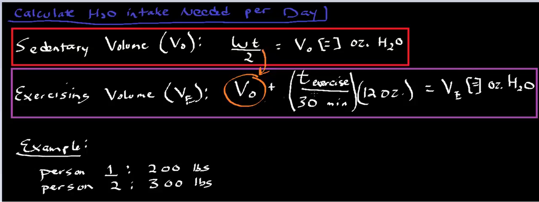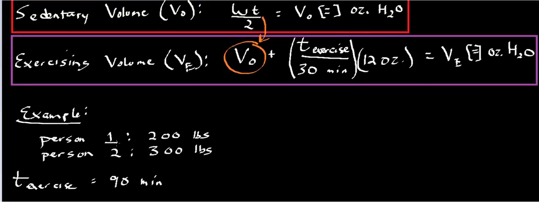So, in other words, what we're going to look at in this video is both these people weigh different amounts, but they're going to be exercising the same amount, 90 minutes, and I've just chosen these numbers to make the numbers work out nicely.